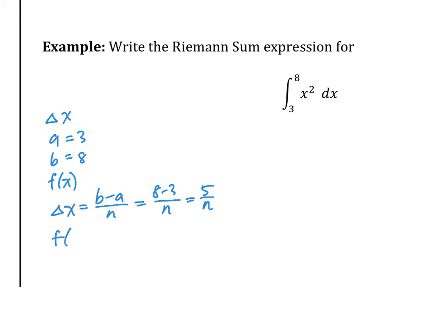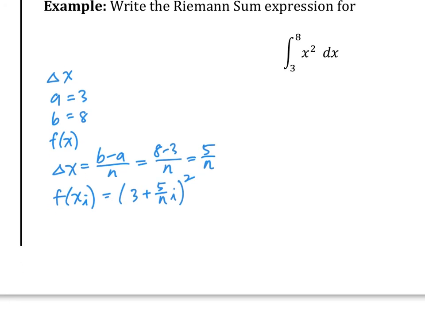We know that the function in this case is x squared. We're going to take the first number, which is 3, plus the width of the rectangle, which is 5 over n, and then we have this iteration every time we add another one, and this is the function squared, so x squared. Now we're writing the limit notation, so limit as n goes to infinity of the sum of the first rectangle to the nth rectangle of the function times the width.